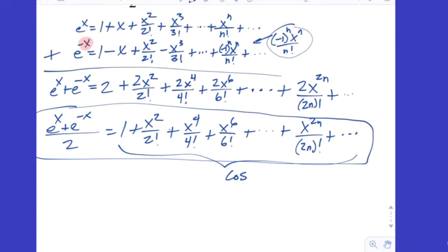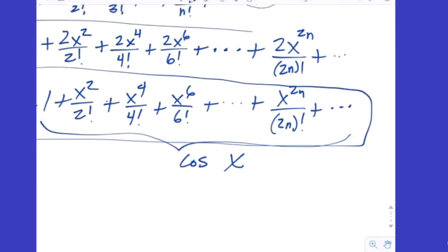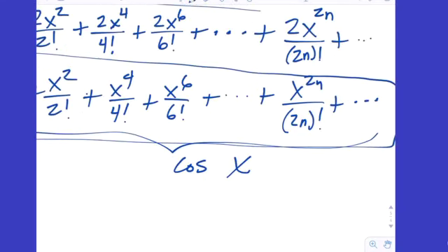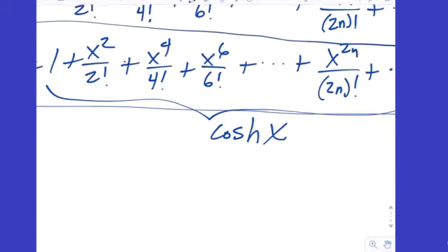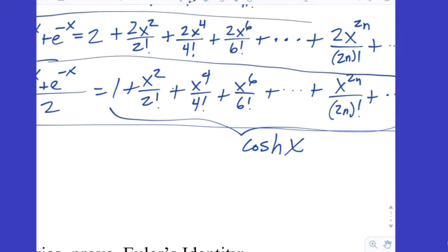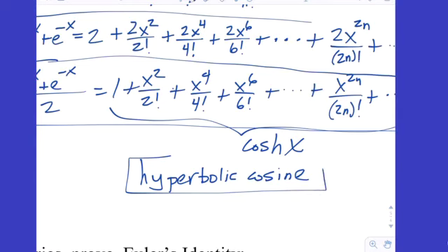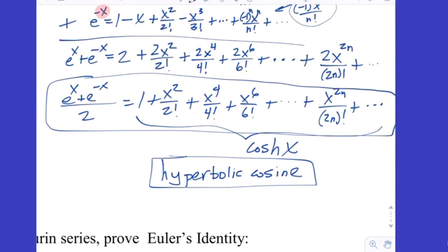But it's not cosine because cosine does what? Alternates. This one doesn't alternate. This one is called, not cosine squared, it's called cosh of x instead of cosine of x. Kid you not. H stands for hyperbolic. This is what we call hyperbolic cosine. It's another function, and it is related to cosine. It's the cosine series, but all the terms are positive.